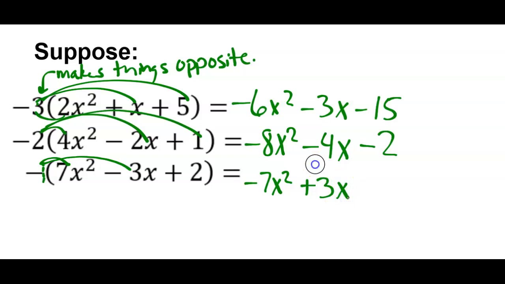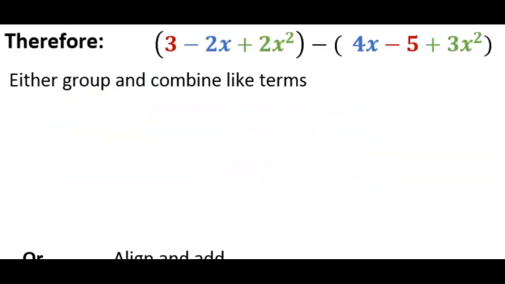And I saw an error up here that I made. This is going to be plus. Negative 2 times negative 2 is going to be positive 4. All right, my negative 1 times my 2 is then going to make that negative 2. All right, so we need to keep that in mind as we're doing these problems. Here's why.